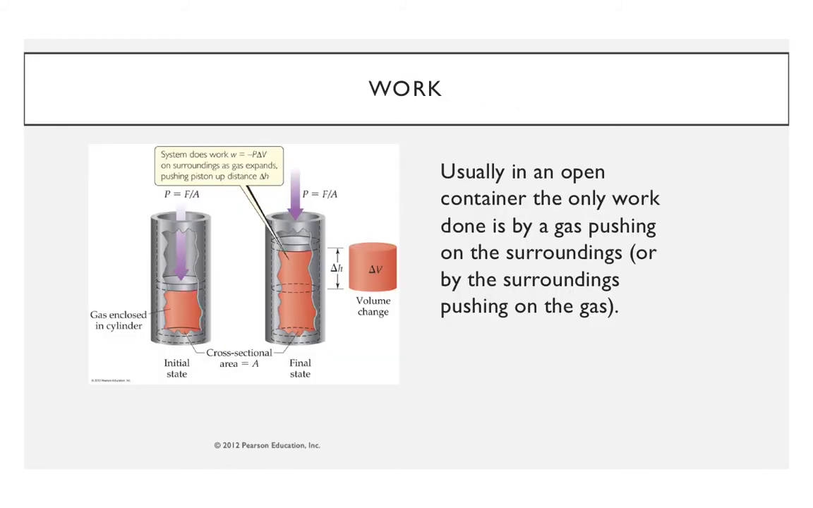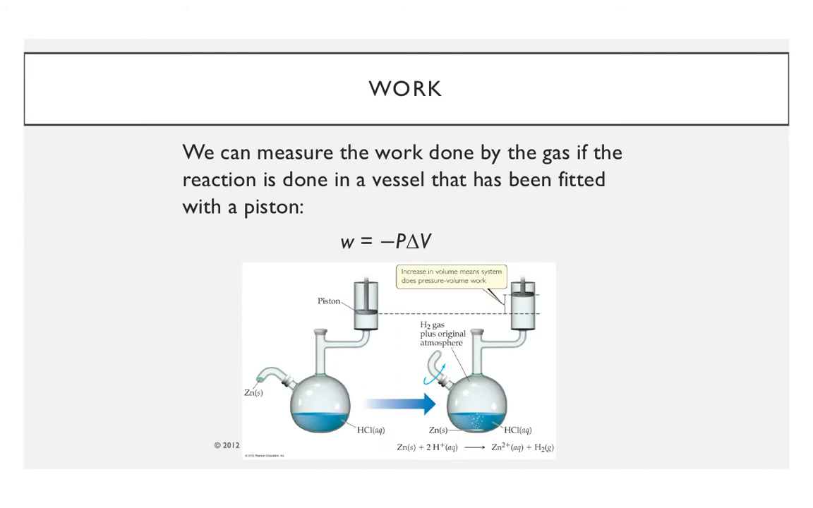In terms of chemistry, the work that happens in chemistry is typically work done by a gas pushing on its surroundings. Right? And so as a result of that, if we wanted to measure work being done by chemical systems, we have to think about that work being done in a vessel that's been fitted with a piston where we can measure how much that piston goes up and down, okay? And at that point, the work is going to be equal to the pressure in the system times how much the volume changes.